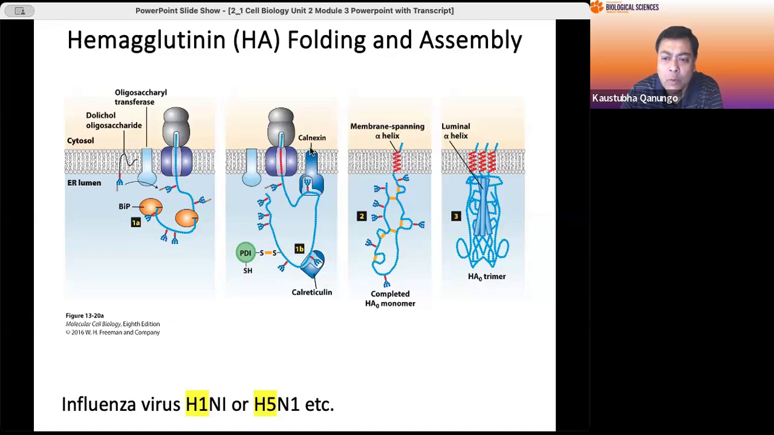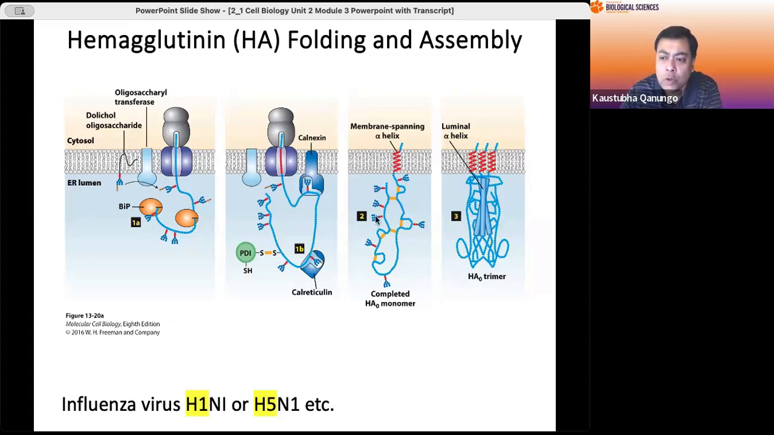This is also one of the quality control proteins. Calreticulin is also another quality control protein. They have a binding groove for the glycosylated proteins. And by binding at the glycosylated protein, they can figure out whether the folding of the protein is going correctly or not. So calreticulin, calnexin, these are quality control proteins, overview of that.